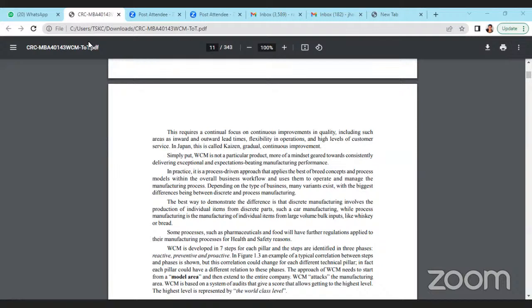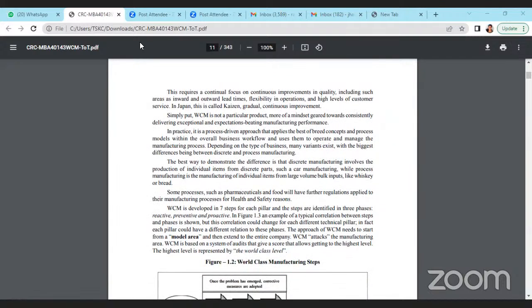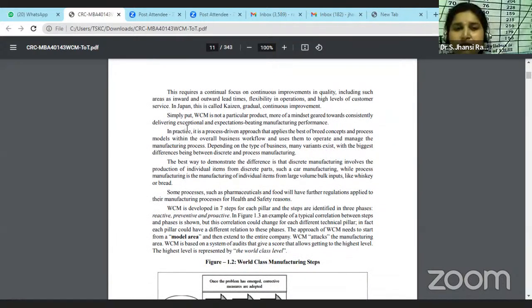So if you just look at here, we have a continual focus on continuous improvement, like improvements in the perspective or the measures, if you take quality and flexibility in operations and a high level of customer service. In Japan, this is called Kaizen. Kai means do, Zen means well. Do well means do continuously; gradual or continuous improvement should be there.